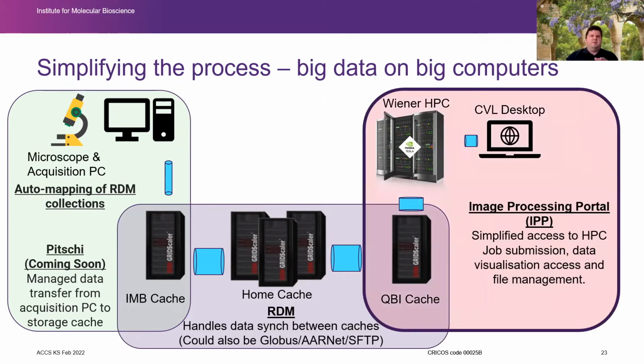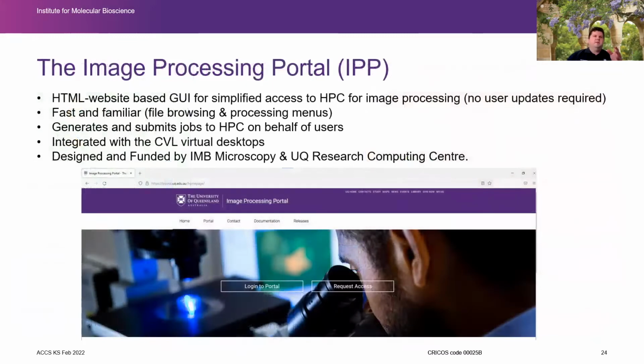Now, the image processing portal, that we're 20 minutes in, and it's the first time I'm really mentioning it, is what connects that last part of the pipeline. It's the simplified access to the HPC job submission for visualization and processing. So what it is, it's a HTML website that has a GUI for simplified access to HPC image processing. And the reason we chose to put it on the web is that we don't rely on the end user to update things. We can drive all of the change from our end.